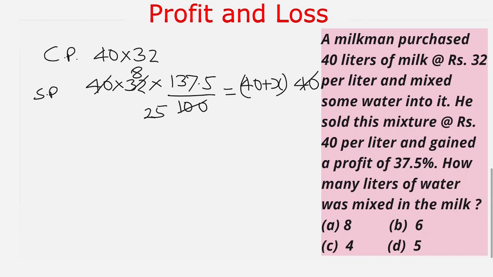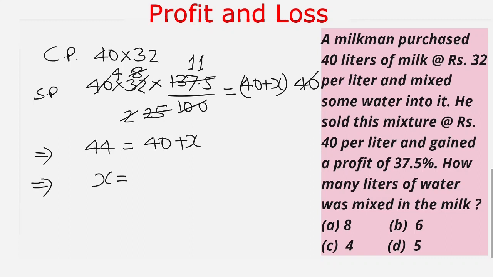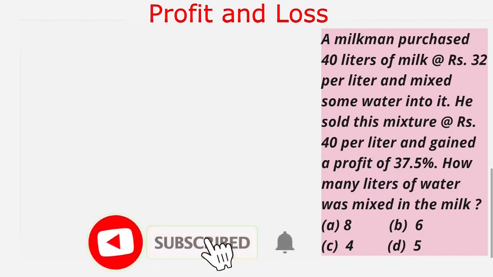12.5 cancels 25 for 2 times and 137.5 for 11 times, and 2 cancels 8 for 4 times. So this gives us 11 times 4 is 44 equal to 40 plus x, giving the value of x equal to 44 minus 40 equal to 4, and this is 4 liters. Thus the quantity of water mixed in the milk is 4 liters, and from the given options our answer is option C, 4 liters. Now we solve this question by shortcut method.